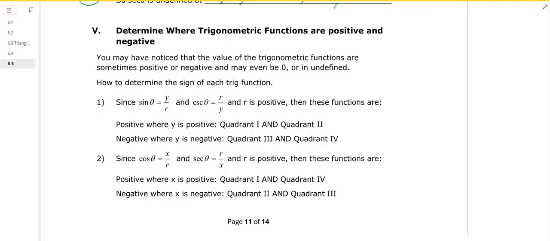Okay, students of trigonometry, we're going to look at the last part of this section. One of the things you may have noticed is there's times when a trig function's negative, there's times when it's positive, and we've seen there's times when it's undefined. So we want to have a strategy for quickly and easily figuring that out. That's one of the things I'm going to try to show you here. And it all comes back to the definition.